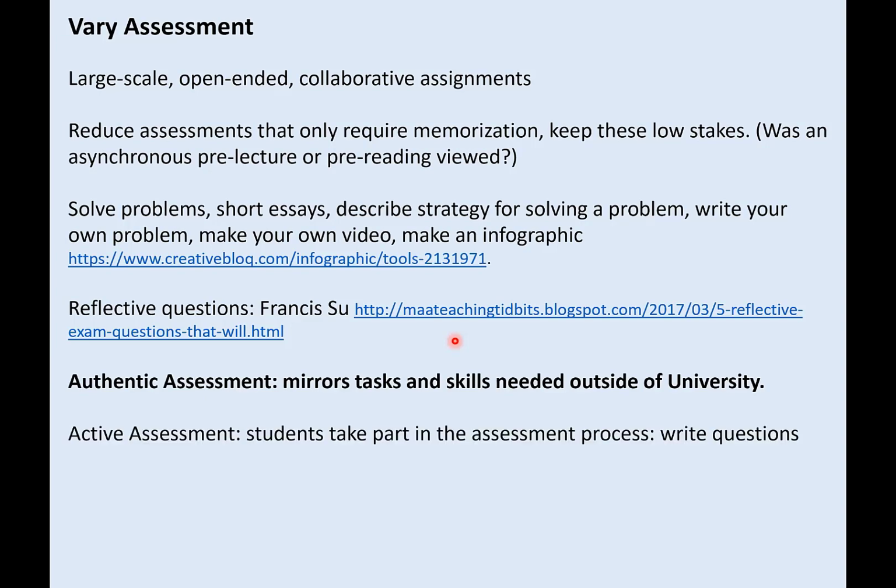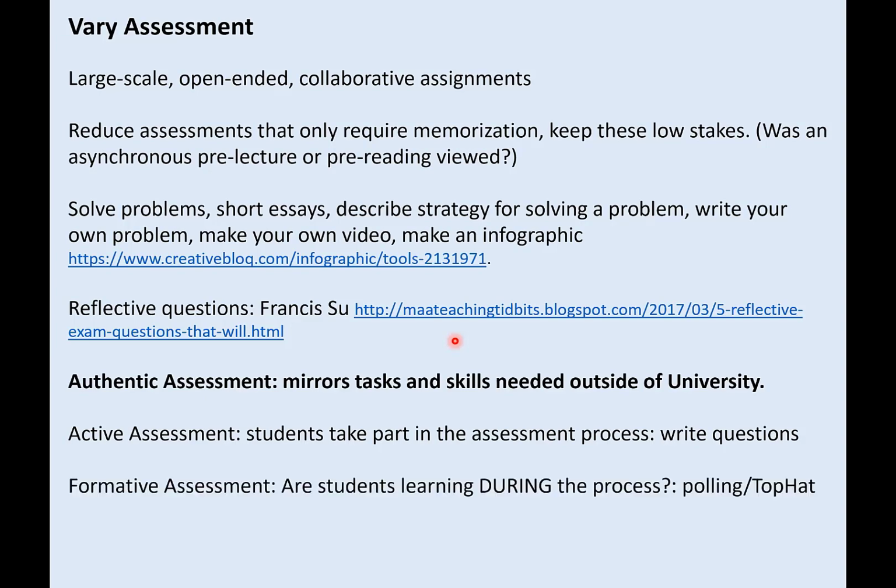There's active assessment, where students actually take part in the assessment process, such as in writing questions, formulating questions, even if they're true false. Asking students to think and write questions can be really helpful. Formative assessment, we'll talk about this more, but that's assessing while students are learning during the process. You can do polling or Top Hat. I know a lot of people in our department are using Top Hat and really like it.